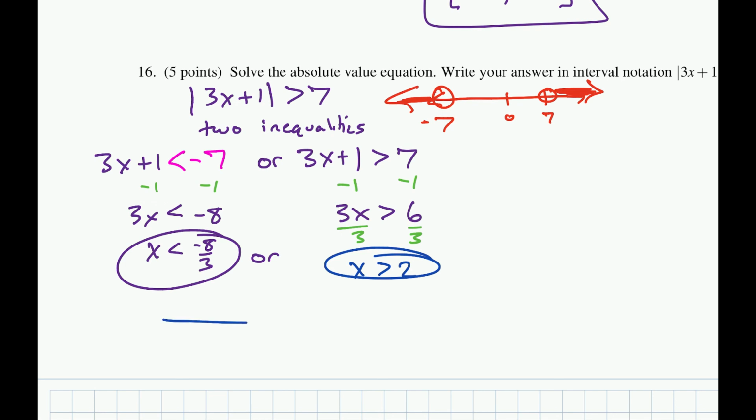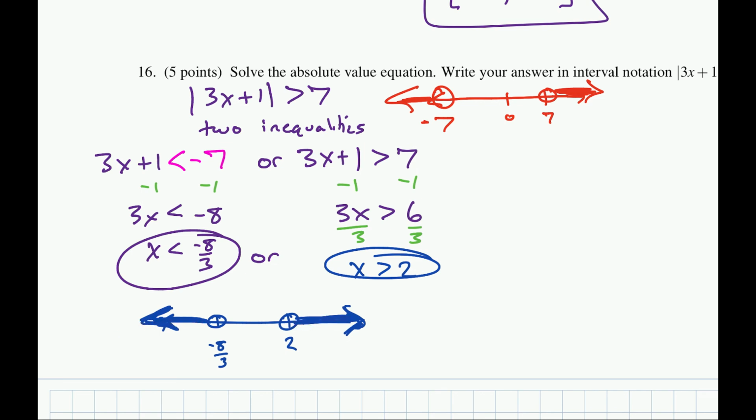Now, on a number line, which is not what we're asked to do, but if I put them on a number line, x greater than 2 is like over here, like that. And x less than negative 8/3, well, negative 8/3 is somewhere on this side. And it's less than, so it's like this. Right? So your solution is actually in two different pieces, over here and over here, just like we showed up here. So left side and right side here.